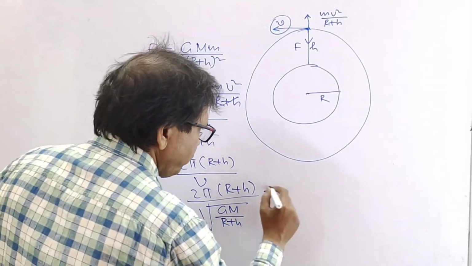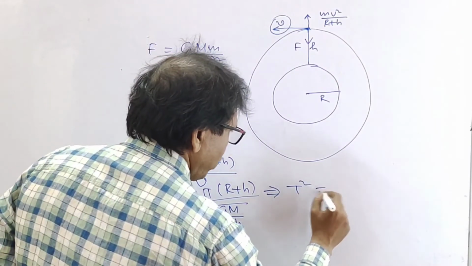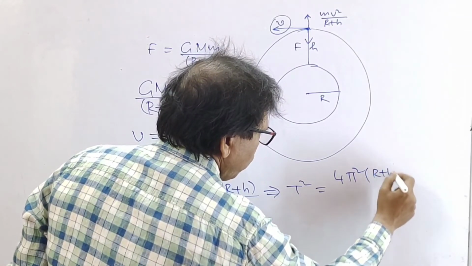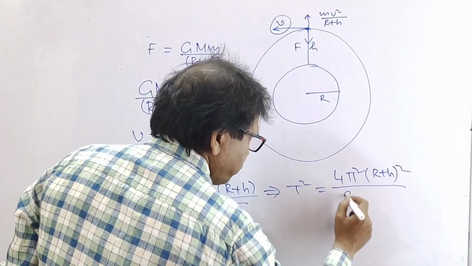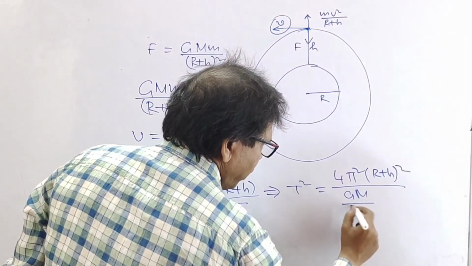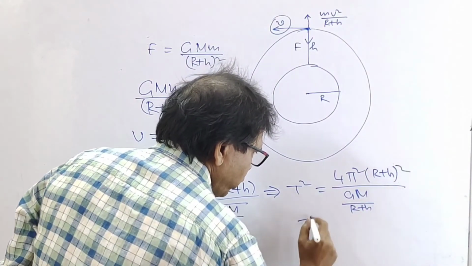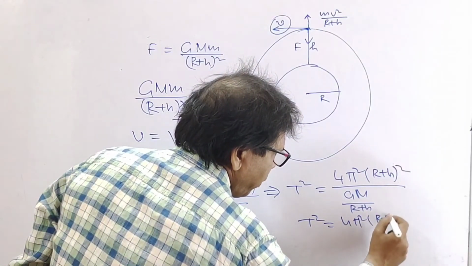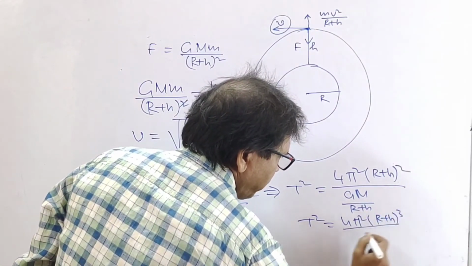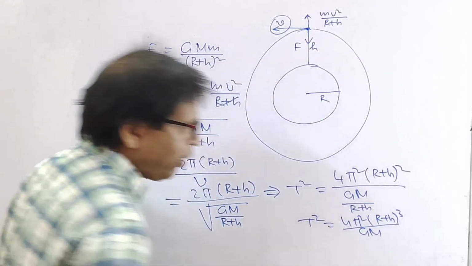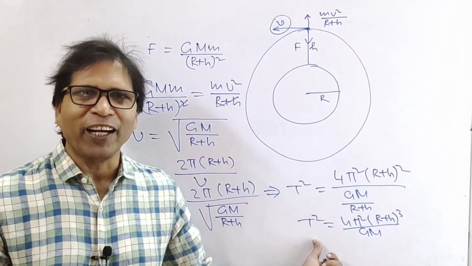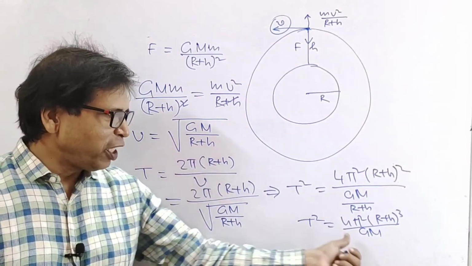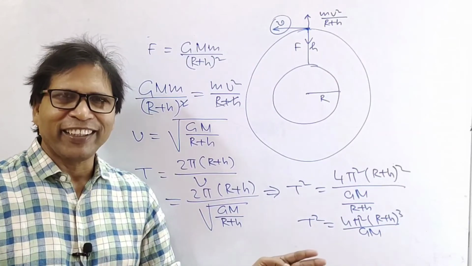Therefore T² = 4π² (R + h)² / (GM / (R + h)). Therefore T² = 4π² (R + h)³ / GM. Now we have to calculate the maximum orbital velocity and minimum period of revolution.